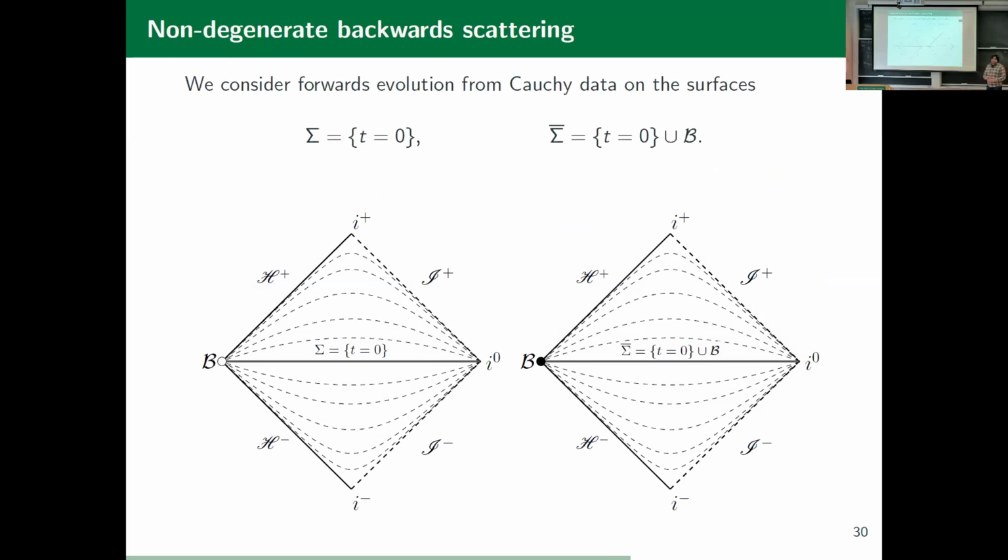Now I'm going to distinguish between sigma and sigma bar. Sigma includes the bifurcation sphere. No, sorry, sigma does not include the bifurcation sphere, and sigma bar does include the bifurcation sphere. Because now the norm on Cauchy data will involve H1. So if you don't have support at B, then in the closure, you don't have support at B. So we need to make that distinction.